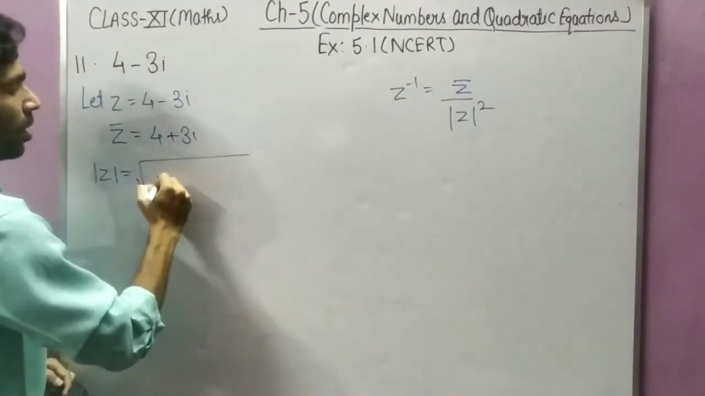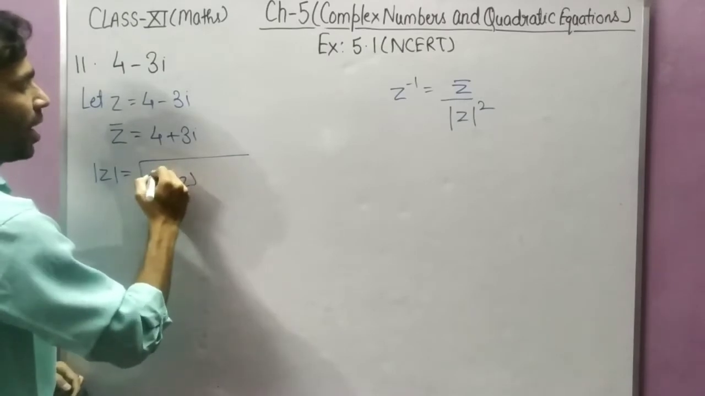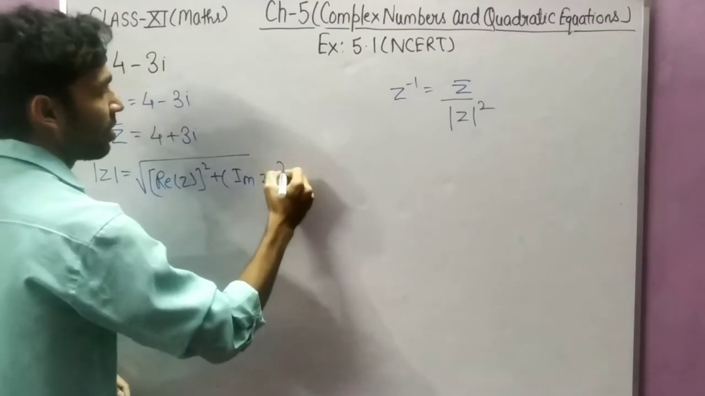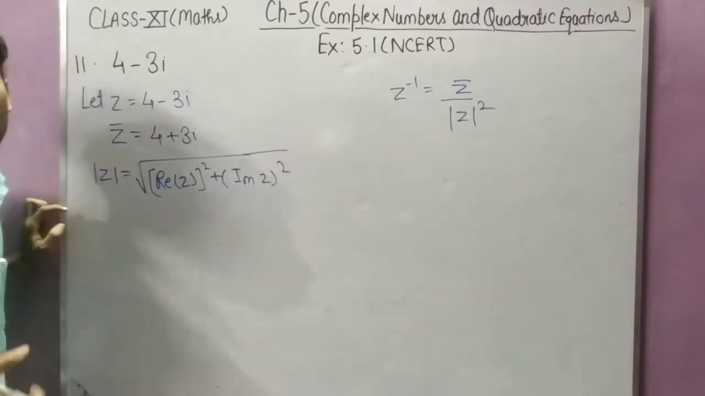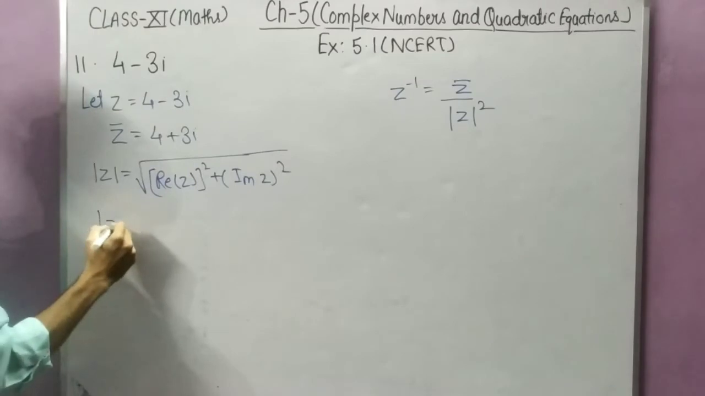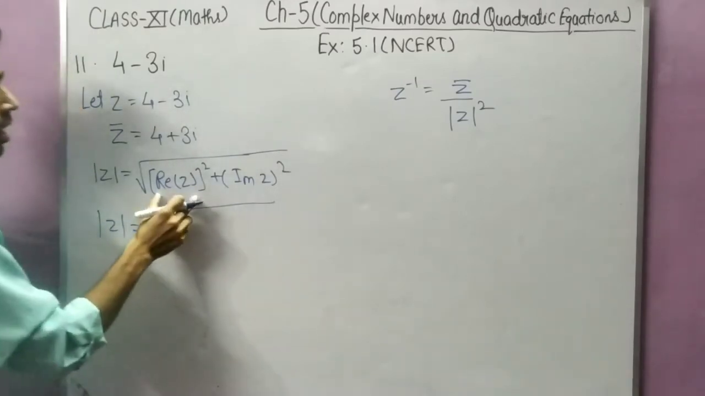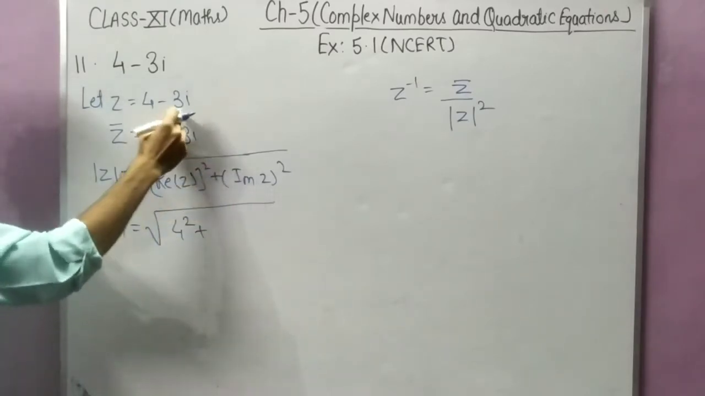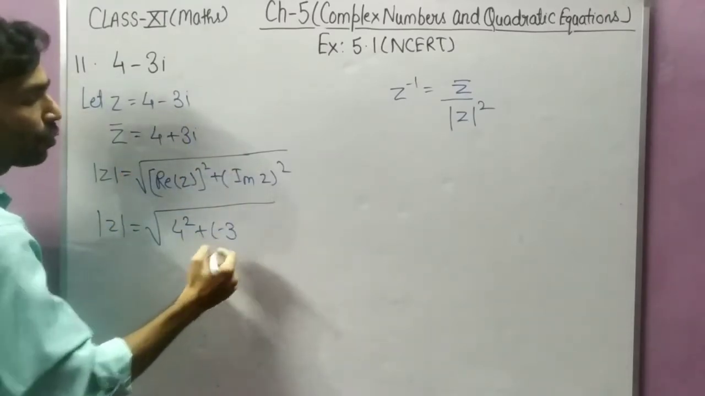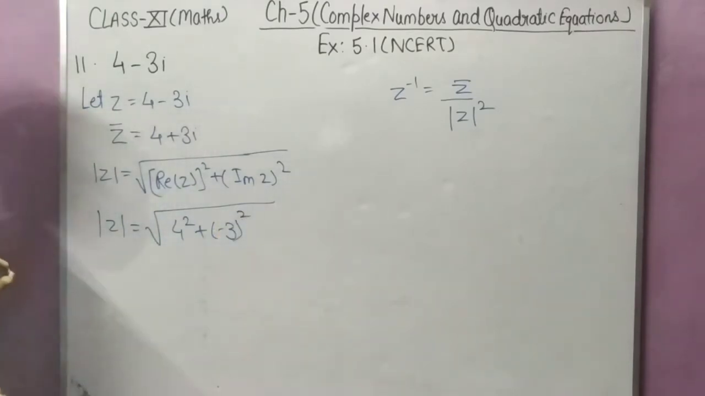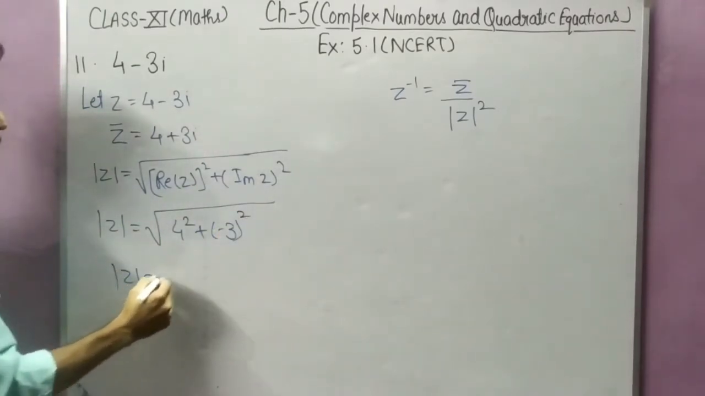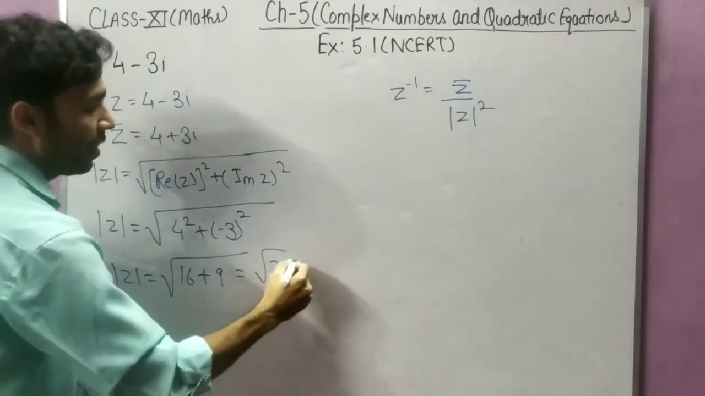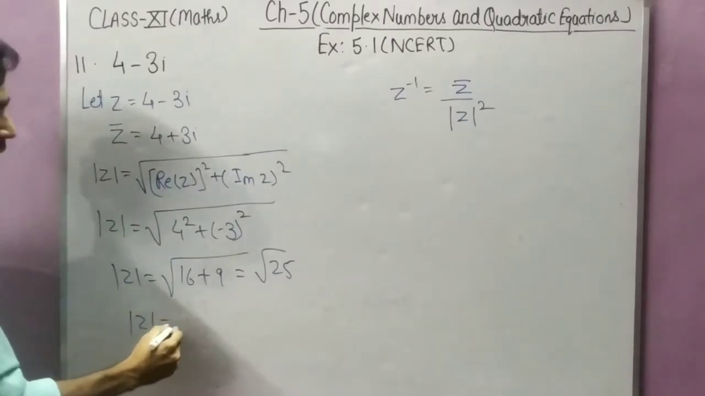Under root, real part of z squared plus imaginary part of z squared. This is the formula of modulus of a complex number. I told you. So see, mod of z will be equal to what? Real part of z is 4, so 4 squared plus imaginary part of z is minus 3. We will have to take the minus sign also. So minus 3 squared. Okay. So mod of z will be equal to 16 plus 9, which will be equal to 25, and mod of z will be equal to 5.